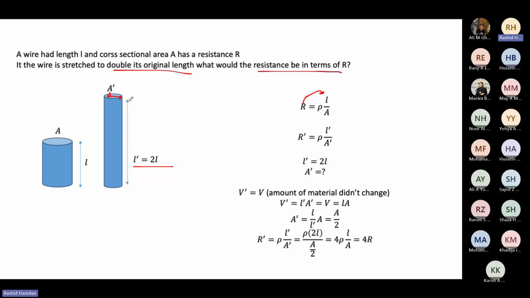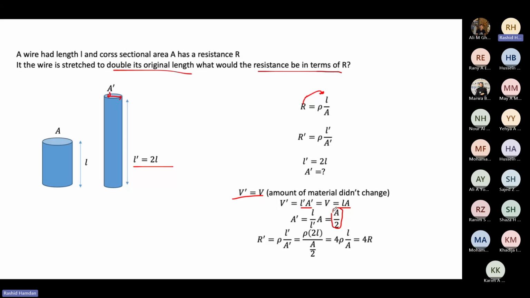Now, if this material has a constant density, then the total volume of the wire has to stay the same. So the amount of the material doesn't change. So V prime is equal to V. And the volume is length times area. So L prime times A prime should be equal to L times A. So when I actually double the length, I have to divide the area by 2. So I didn't only increase the length of the wire, I actually shrank its diameter as well.